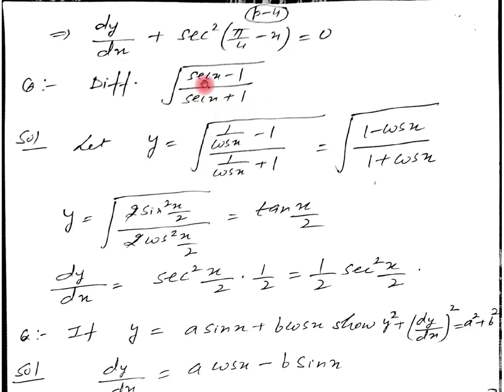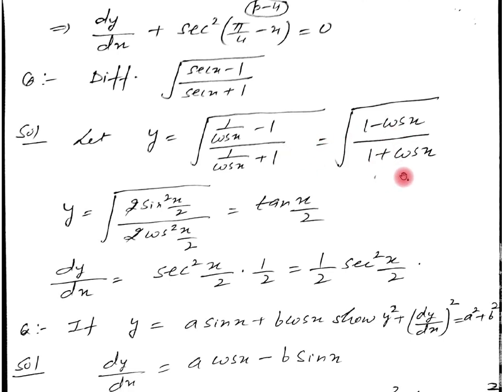Now here, secant x can be written as 1 by cos x. We can put it in the numerator as well as in the denominator. Simplifying here, we are getting 1 minus cos x upon 1 plus cos x. Now we know the result of 1 minus cos x. These two results are, you can say, the backbone of differentiation and integration. 1 minus cos x, 1 plus cos x.